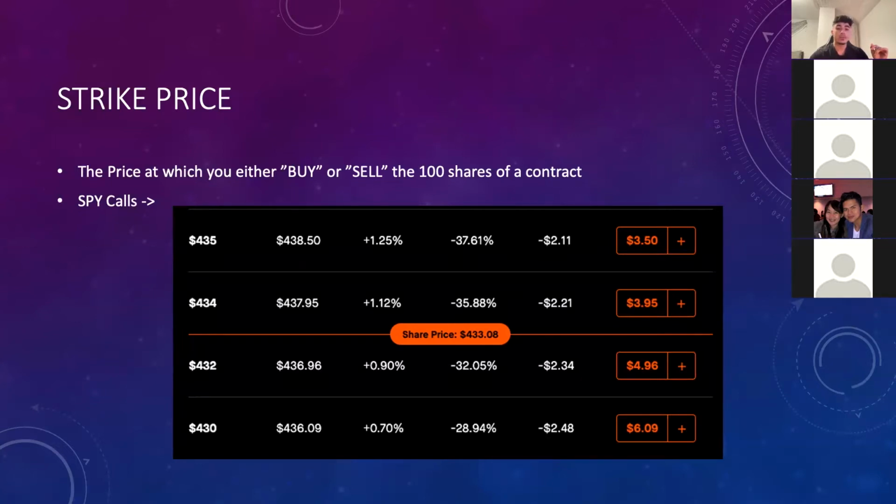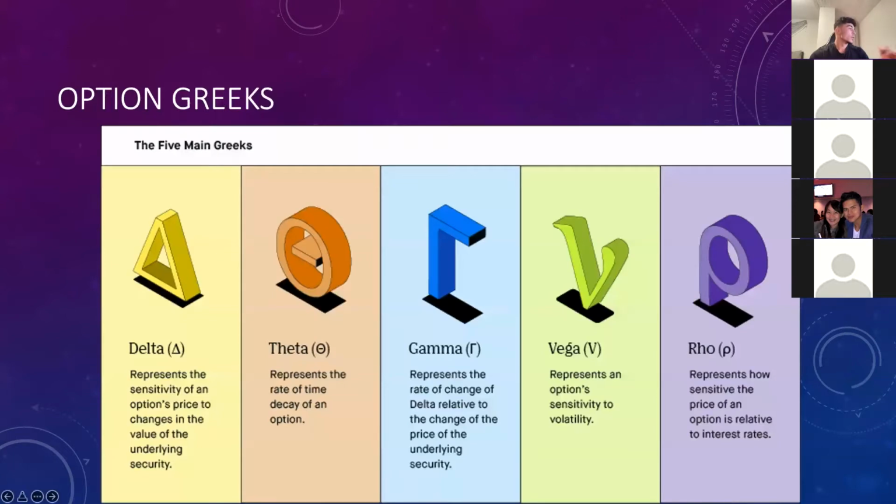Wow, so many people. So the next thing we're going to tackle is the option Greeks. There are 5 Greek values for option contracts. You have delta, theta, gamma, vega, and rho.